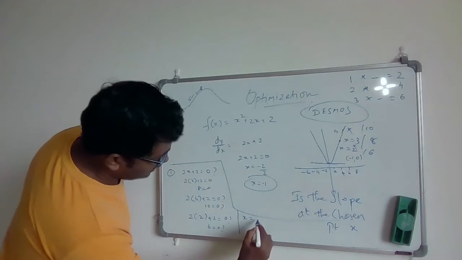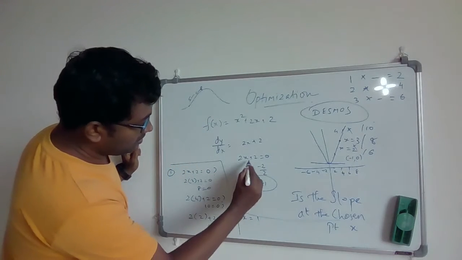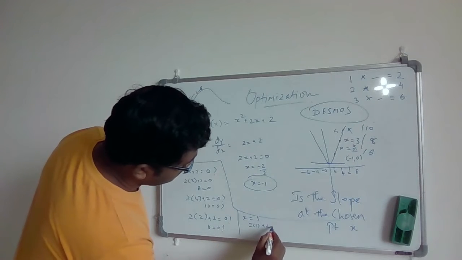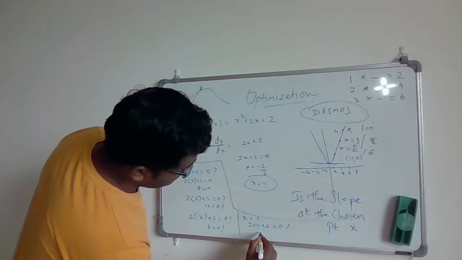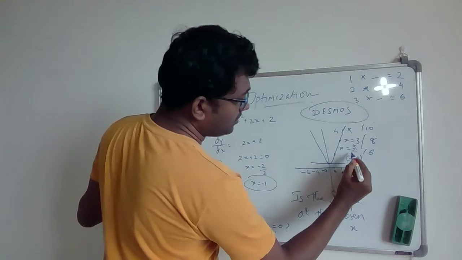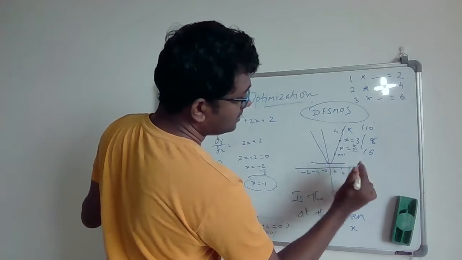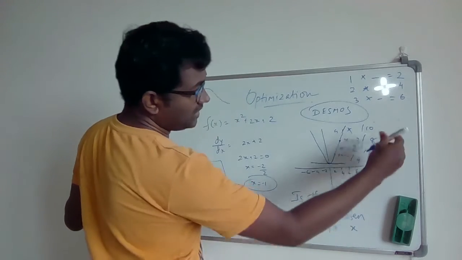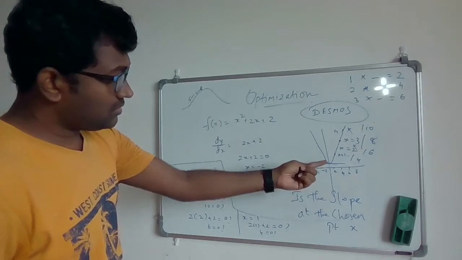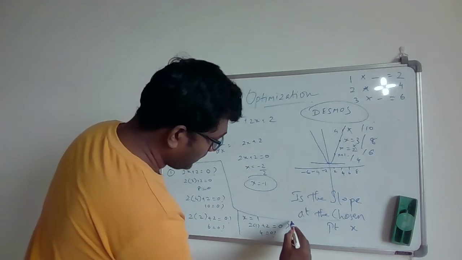Let's take x is equal to 1 now and see what happens. At x is equal to 1, this becomes 2 into 1 plus 2 is equal to 0. So this becomes 4. Is 4 equal to 0? No. So at x is equal to 1 this becomes 4. Which means that from 8, 6, 4, we are moving in the direction closer to the lowest point. So let's move one more time.